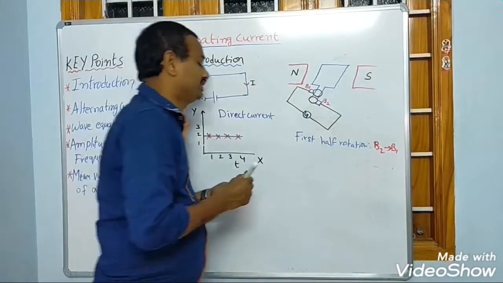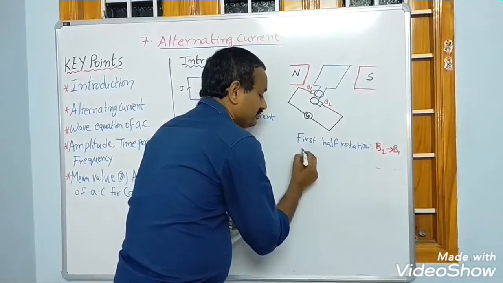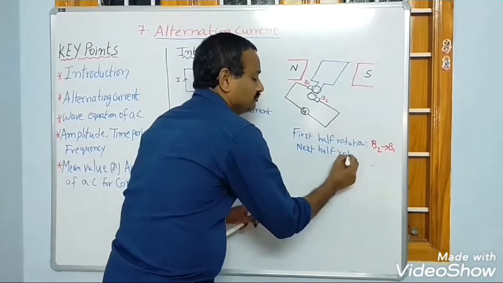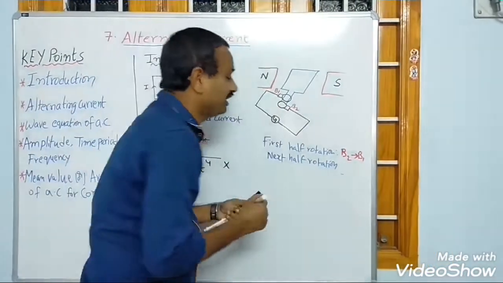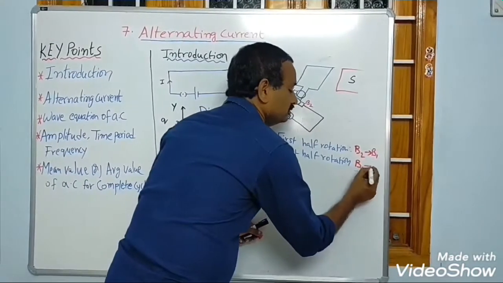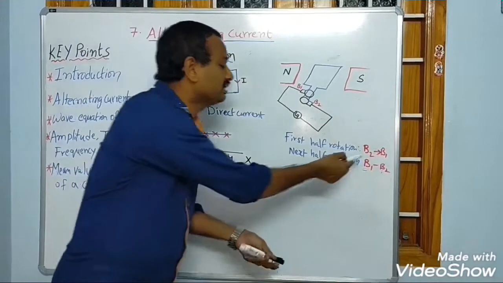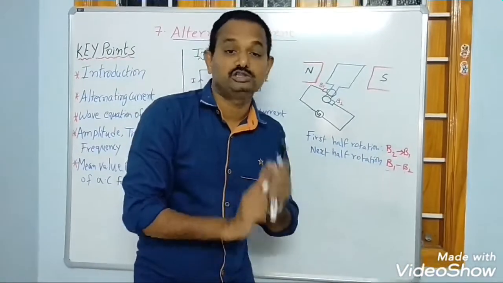And in the next half rotation, that means the second half rotation, it will flow from B1 to B2. Students, here the direction of current is changing. Not only direction, its magnitude also changes.